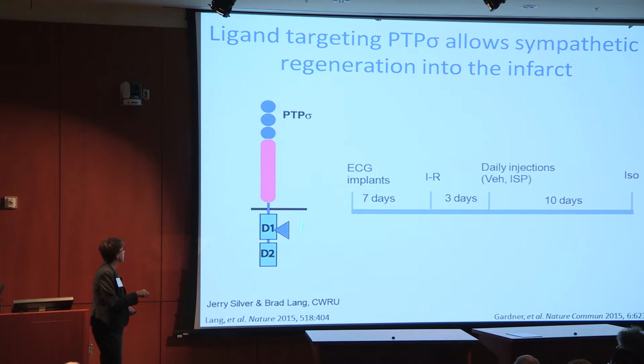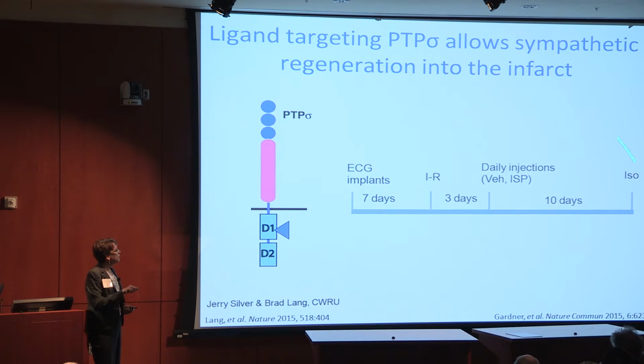And so this D1 catalytic domain is very important for a lot of those things. So what we did was implant our telemetry ECG implants, make sure the leads are working, and do ischemia reperfusion surgery. We waited 3 days because during this first phase, axons are just degenerating. We waited till that was over, and how that works is a whole other topic.